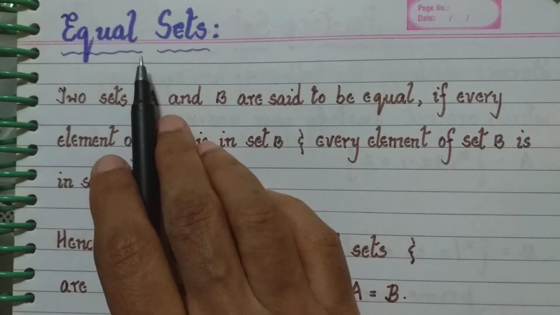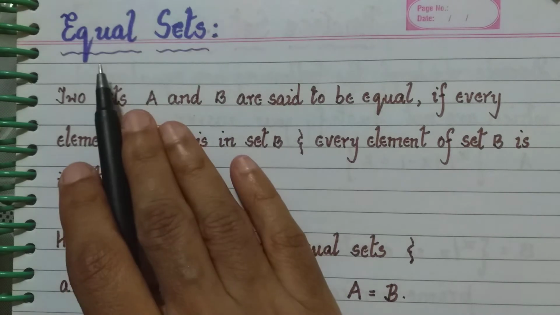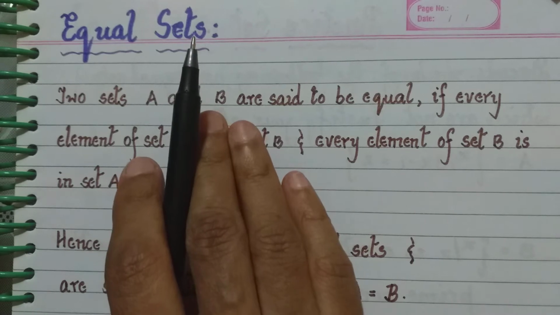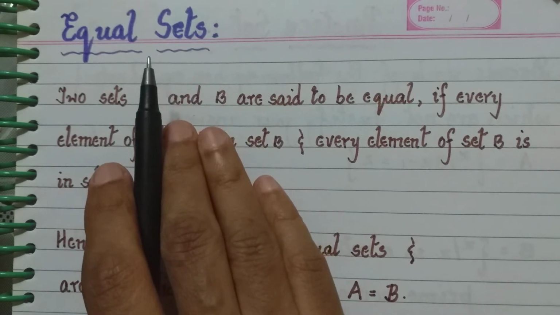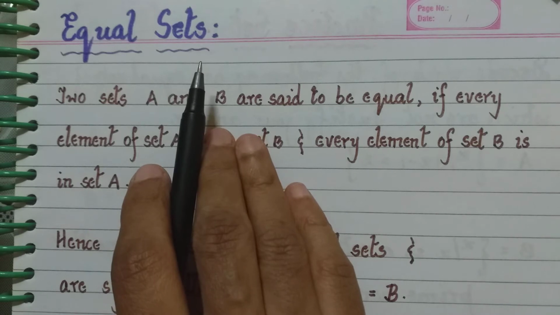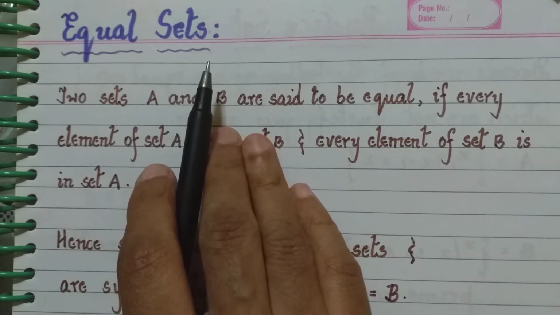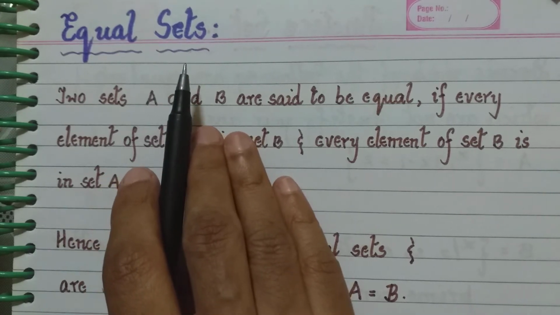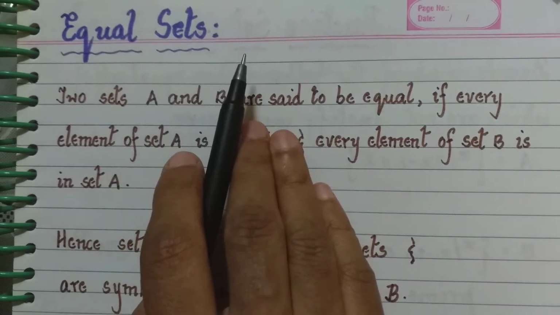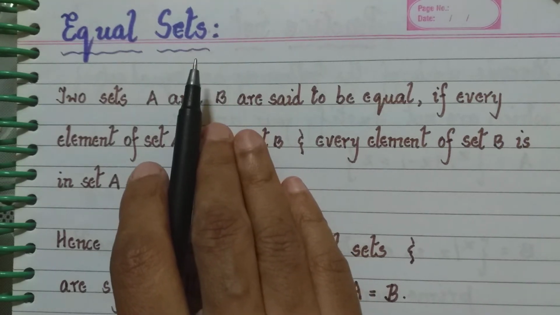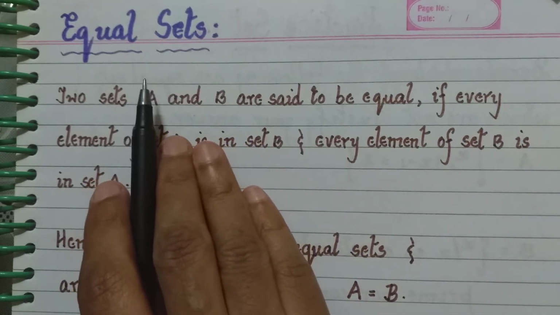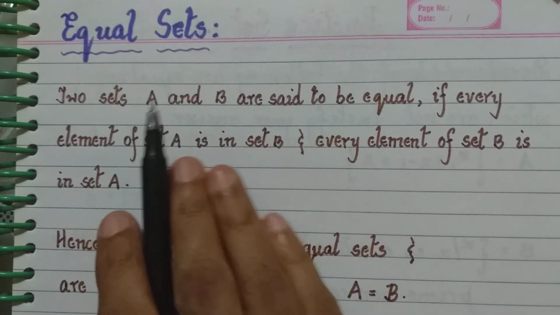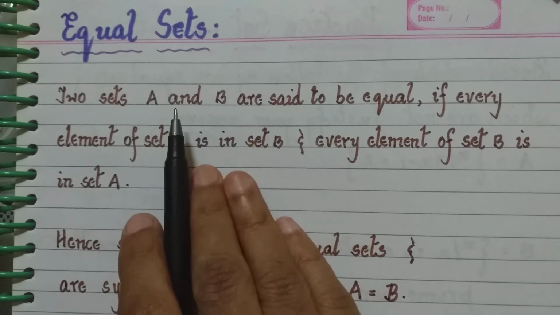Now let us go to what are equal sets. Equal means the two sets have to be equal to each other in the sense that the number of elements in both the sets should be equal to each other, and the elements which are present in both the sets should be the same. The order of the elements does not matter. Only we have to see that each and every element in one set should be the same as the element in the other set. Now let us consider two sets, set A and set B.